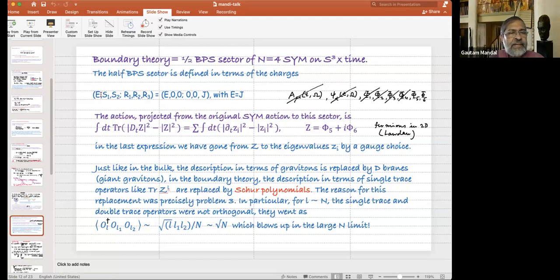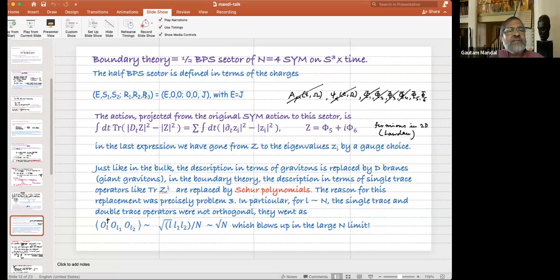Okay. And namely the energy and 2 angular momenta in AdS and 3 angular momenta in the S5. Okay, so these are part of the SO(6) charges. These are the SO(4,2) charges. Okay, half BPS basically means that you must put S1, S2, R1, R2 equal to 0.